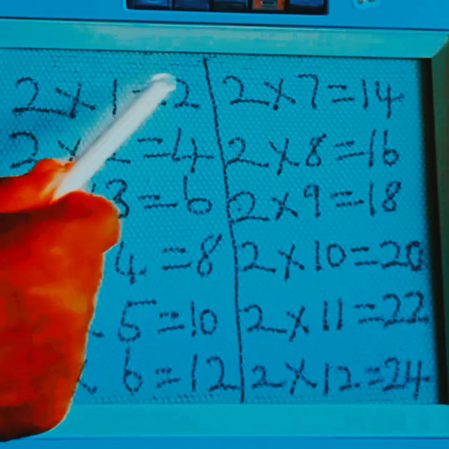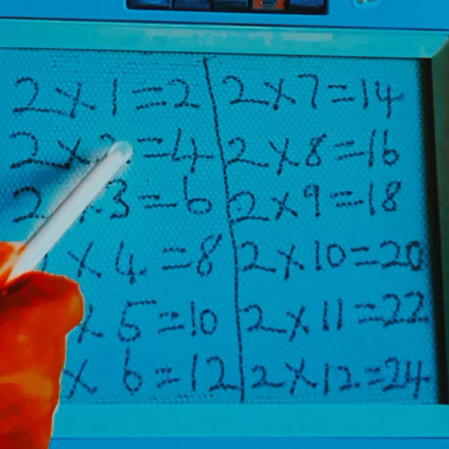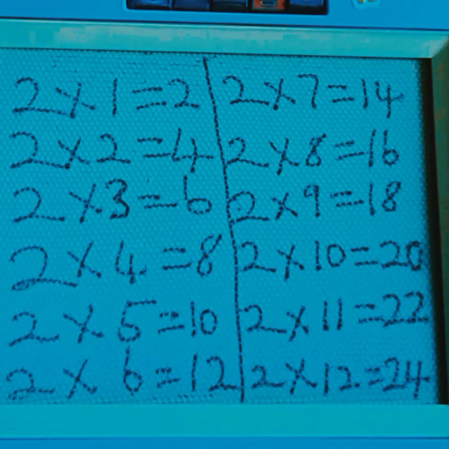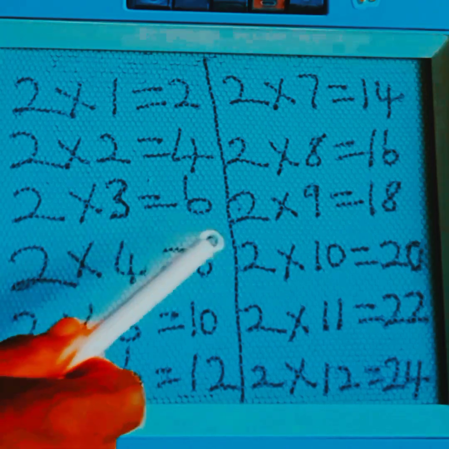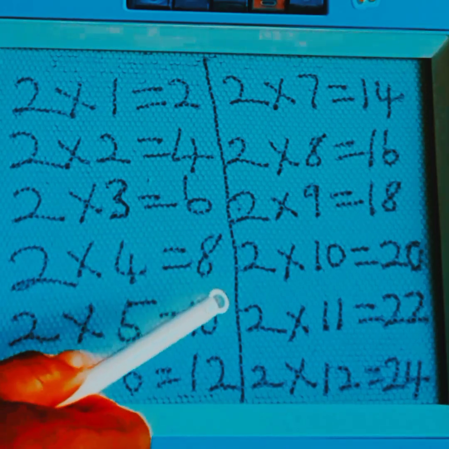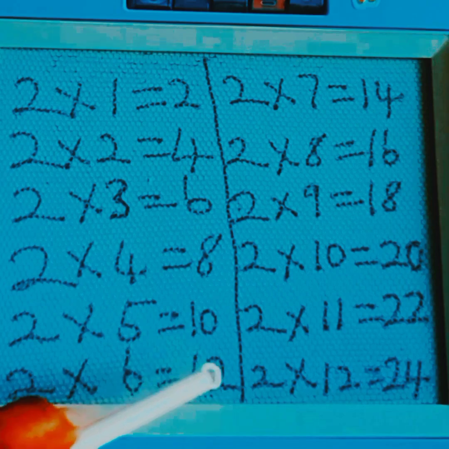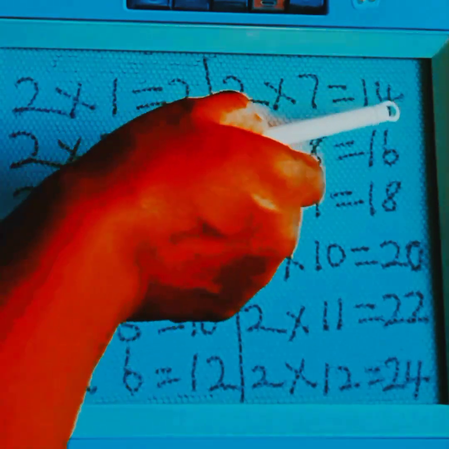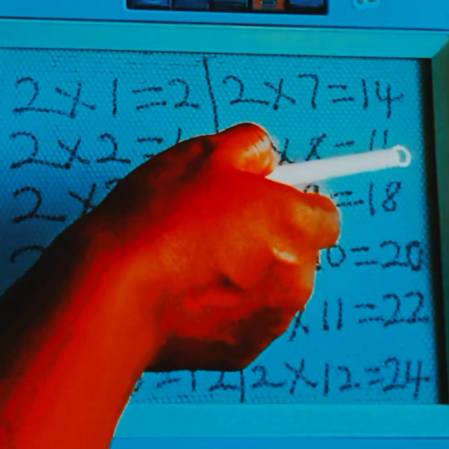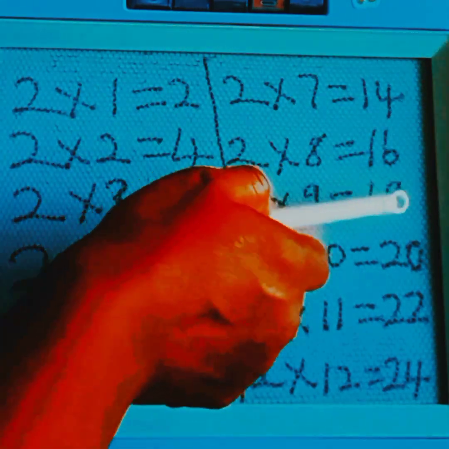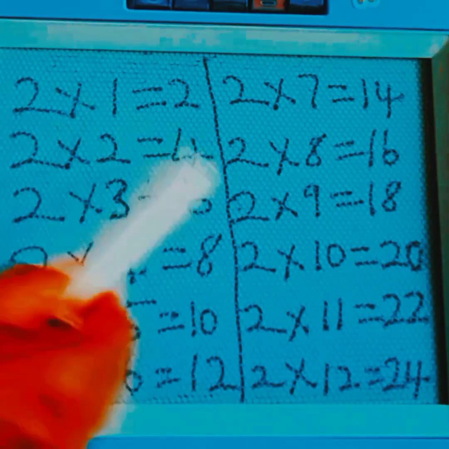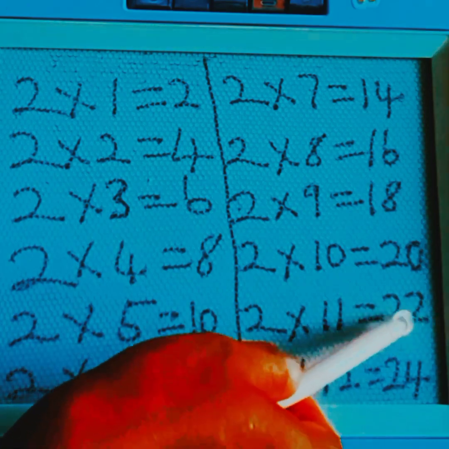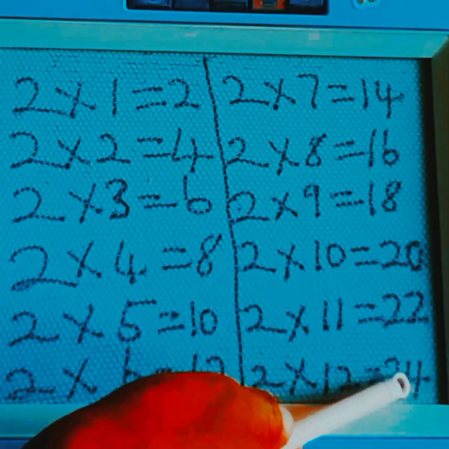2 times 1, 2. 2 times 2, 4. 2 times 3, 6. 2 times 4, 8. 2 times 5, 10. 2 times 6, 12. 2 times 7, 14. 2 times 8, 16. 2 times 9, 18. 2 times 10, 20. 2 times 11, 22. 2 times 12, 24.